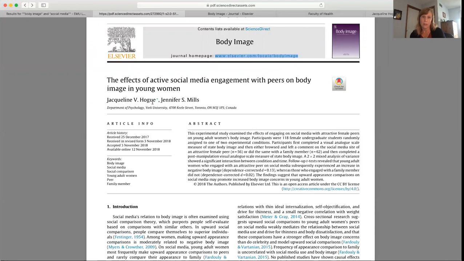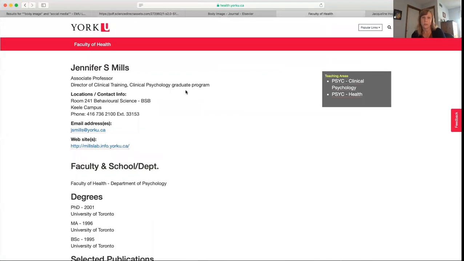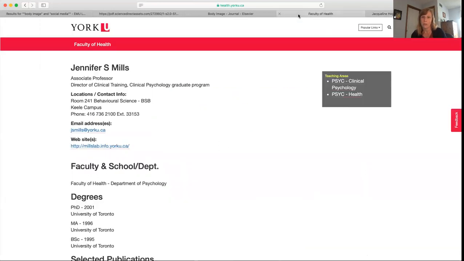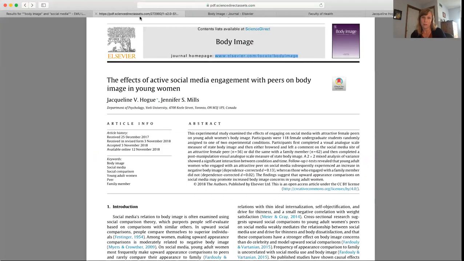So I Googled both Jacqueline Hogue and Jennifer Mills, and I discovered that Jennifer Mills is an associate professor at York, the director of clinical training for the clinical psychology graduate program. So she's a professor at this institution. And Jacqueline Hogue, from her LinkedIn profile, it looks like she is a doctoral candidate there. So she was a graduate student or a PhD student working with this professor on this research project. And this is the result of the research that they engaged in.